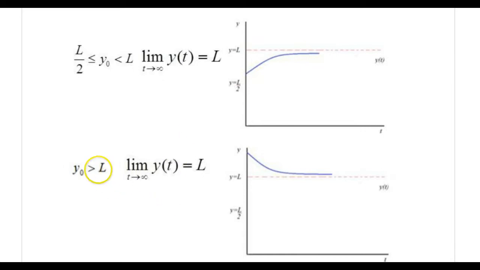And the final option is if the initial population is greater than the carrying capacity. So this one looks significantly different, and we should think about it in the sense that if there's already more than the population can handle, then we're going to end up approaching the carrying capacity in a decreasing fashion. So now I have a decreasing function that's approaching the carrying capacity, and in both cases, the limit as t approaches infinity is L, the carrying capacity.